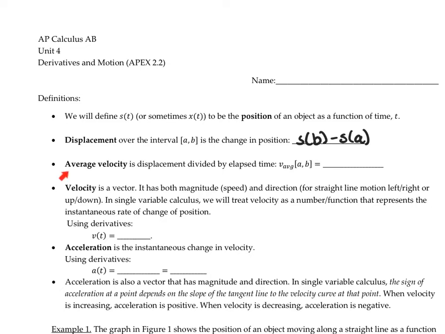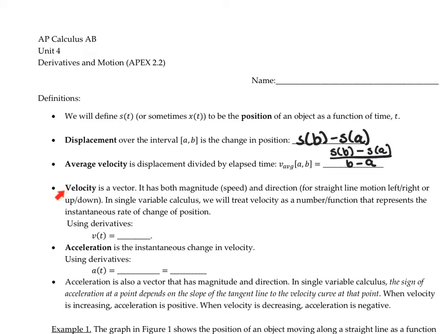Average velocity is the displacement, so the total distance traveled divided by the elapsed time. So average velocity would just be the change in position, s of b subtract s of a, all over b subtract a. This is essentially just a slope calculation, so change in output divided by change of input.